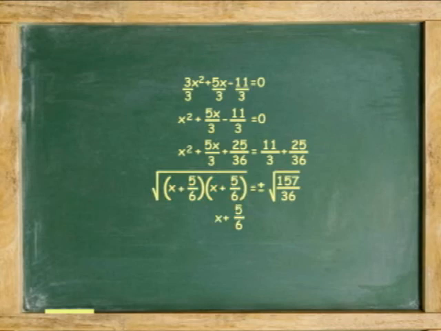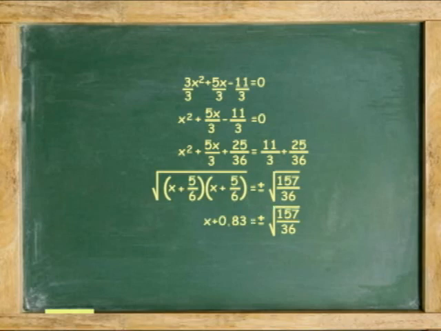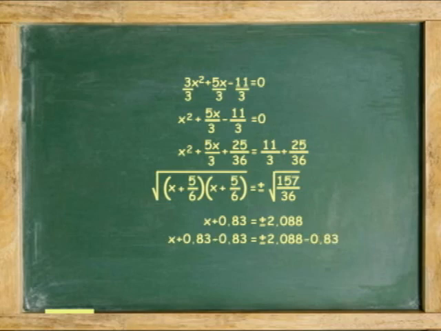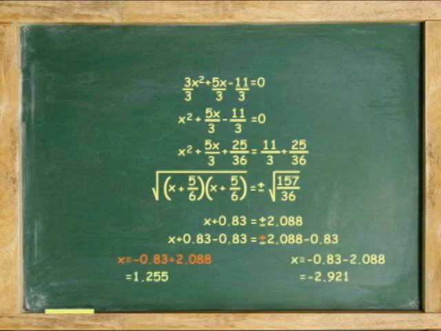x plus 5/6, which is 0.83, equals plus or minus the square root of 157/36, which is 2.088. Subtract 0.83 from both sides to move 0.83 to the right. x has two values, negative 0.83 plus 2.088 and negative 0.83 minus 2.088, or x equals 1.255, x equals negative 2.921.